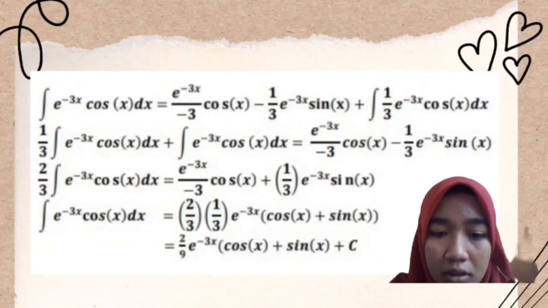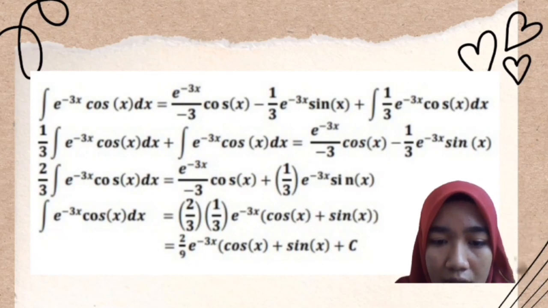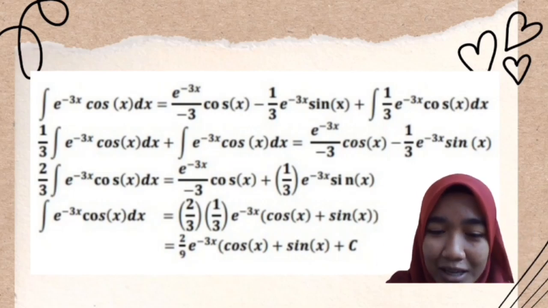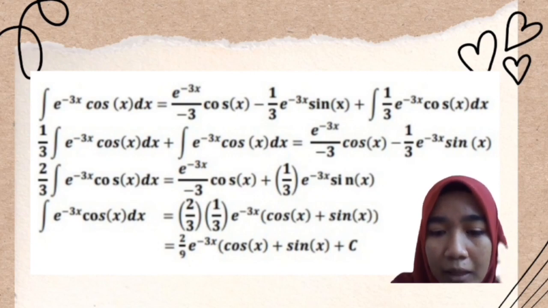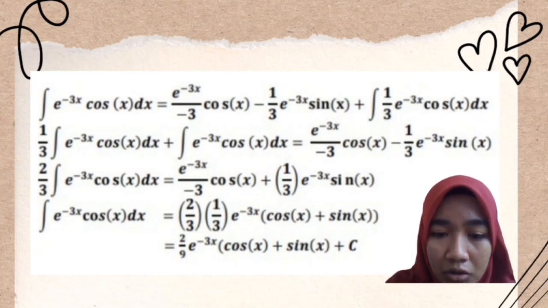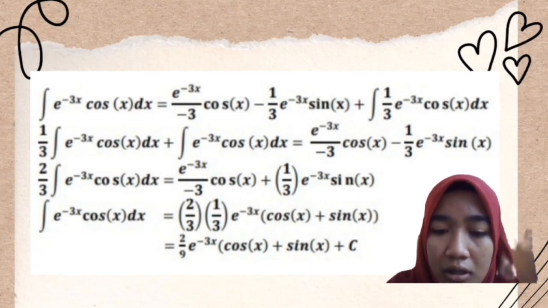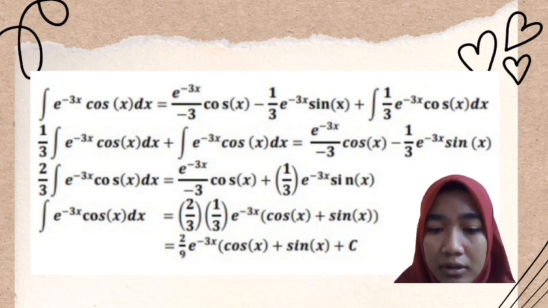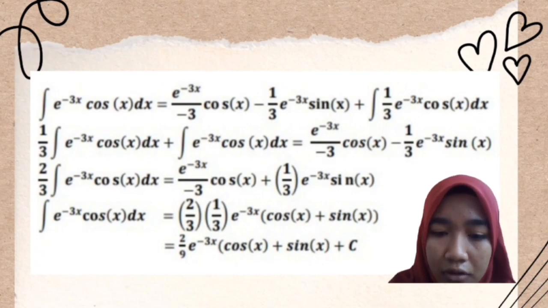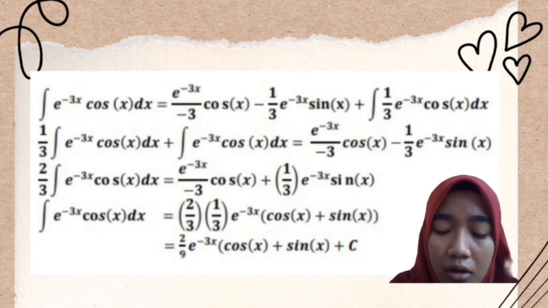So by applying the formula, we got the integral of e to the power of negative 3x cos x dx equal to e to the power of negative 3x over negative 3 cos x minus 1 over 3 e to the power of negative 3x sin x plus the integral of 1 over 3 e to the power of negative 3x cos x dx. So we move the 1 over 3 integral on the right hand side to the left hand side. So we got 1 over 3 integral e to the power of negative 3x cos x dx plus the equation, which is the integral of e to the power of negative 3x cos x dx equal to e to the power of negative 3x over negative 3 cos x minus 1 over 3 e to the power of negative 3x sin x. And then we simplify the left hand side.